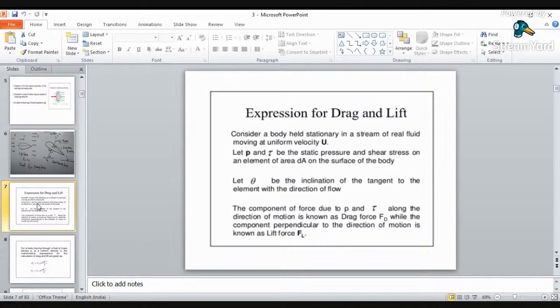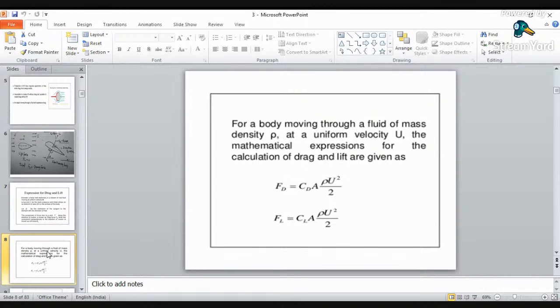So we have two formulas to calculate the drag force as well as the lift force. Force is a component of pressure, that is, it will be the pressure force. Force will be pressure into area. So here the drag force will be calculated as CD, the coefficient of drag, into A into rho u square divided by 2, and the lift force will be calculated as coefficient of lift into area of that object into rho u square by 2.